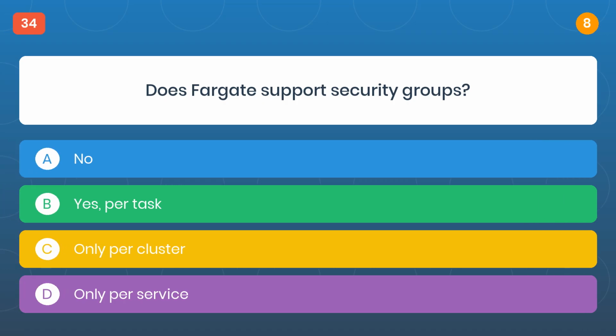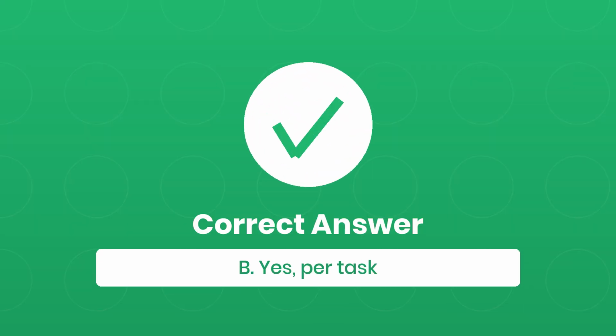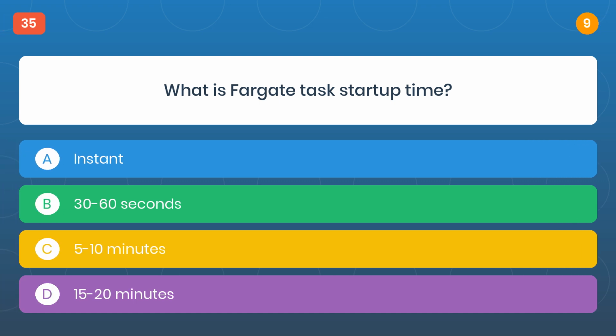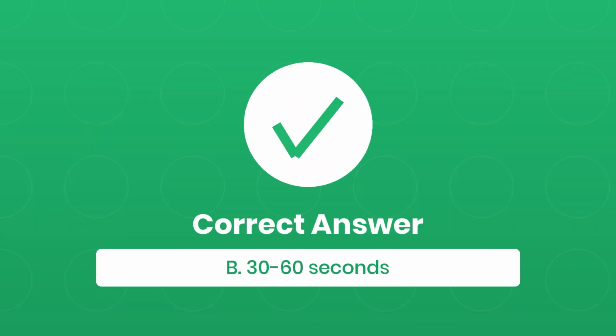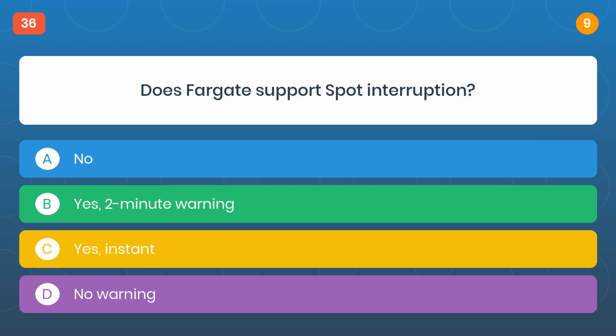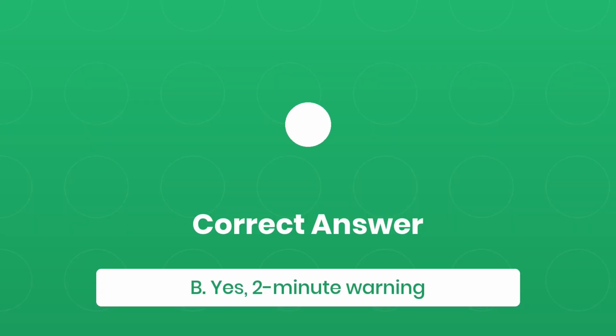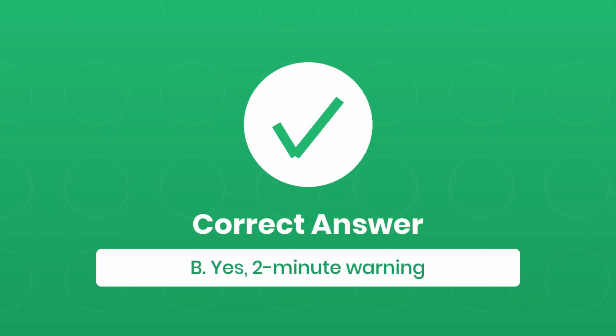Question 34. Does Fargate support security groups? The correct answer is B, yes, per task. Question 35. What is Fargate task startup time? The correct answer is B, 30 to 60 seconds. Question 36. Does Fargate support spot interruption? The correct answer is B, yes, 2-minute warning.